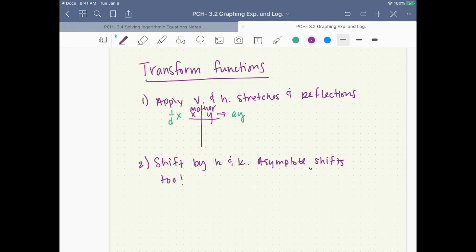multiply the y's by their vertical stretch factor, and I multiply the x's by 1 over the stretch factor, so 1 over d. Then I move each of the points H and K and apply that same transformation to the asymptote, whether it be vertical or horizontal. Exponential functions have a horizontal asymptote, and log functions have a vertical asymptote.